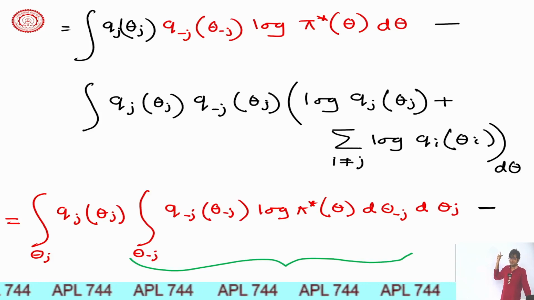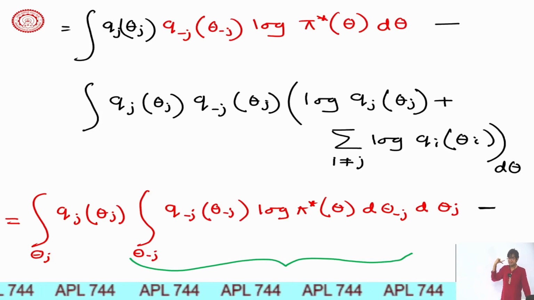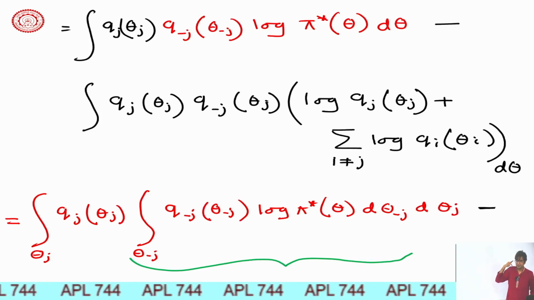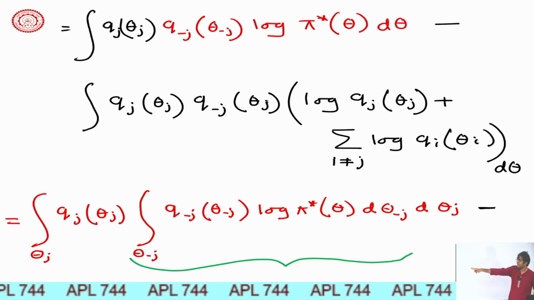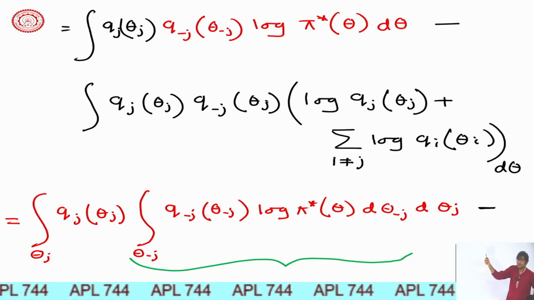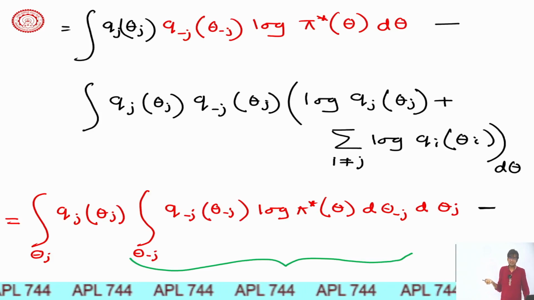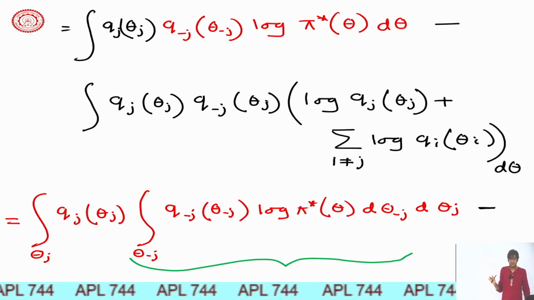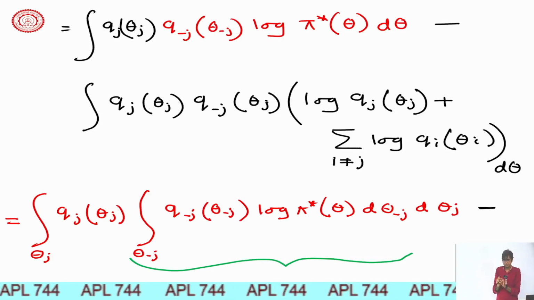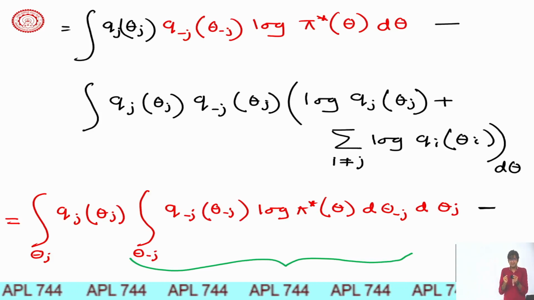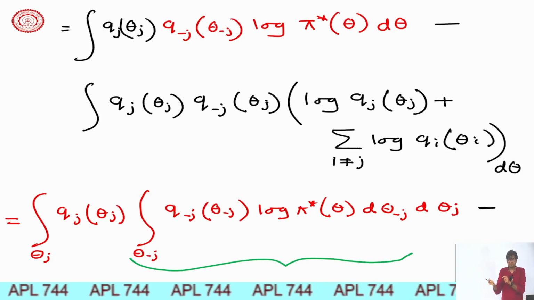Only theta j. Whatever you integrate out, that is no longer a function of that. So you have already integrated out theta minus j. So what is remaining is only theta j. So that will be some function of theta j. I will call it log of f theta j or fj theta j. Okay.